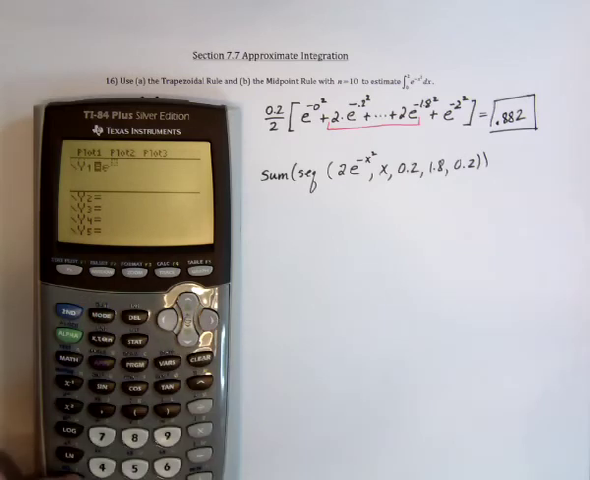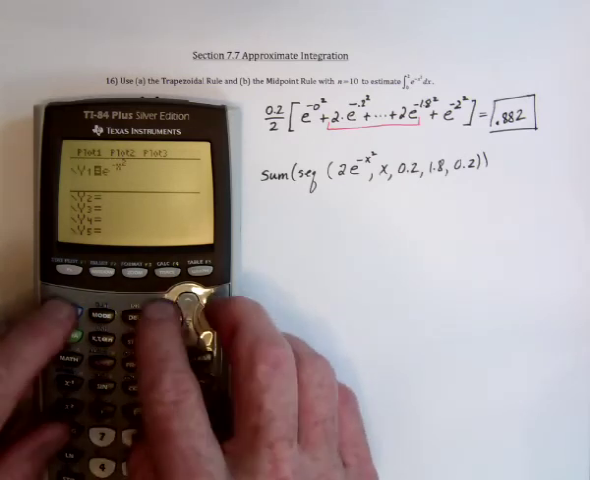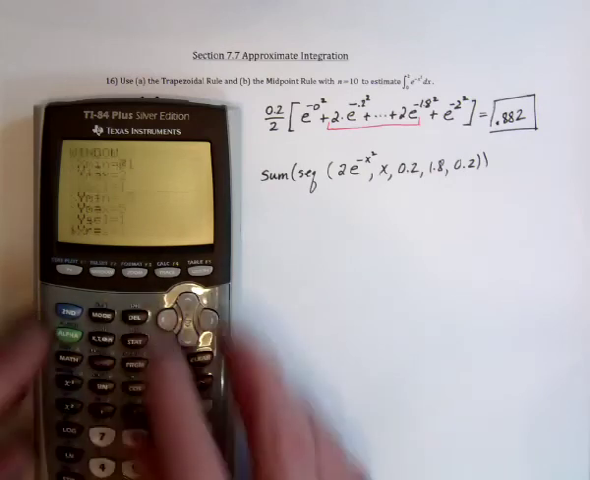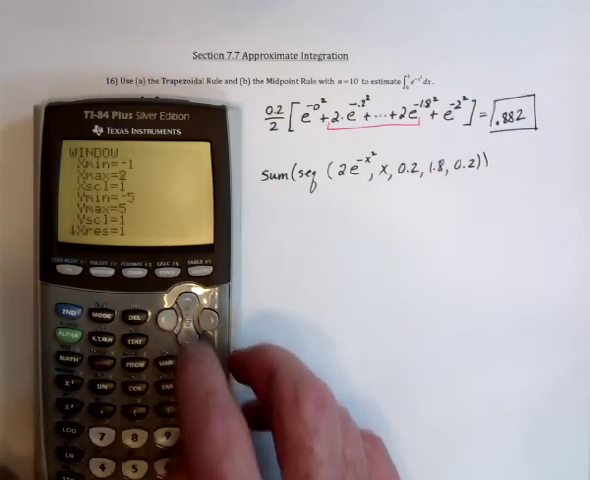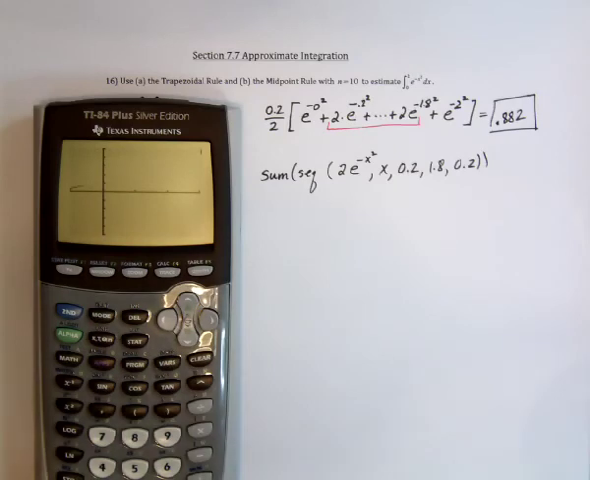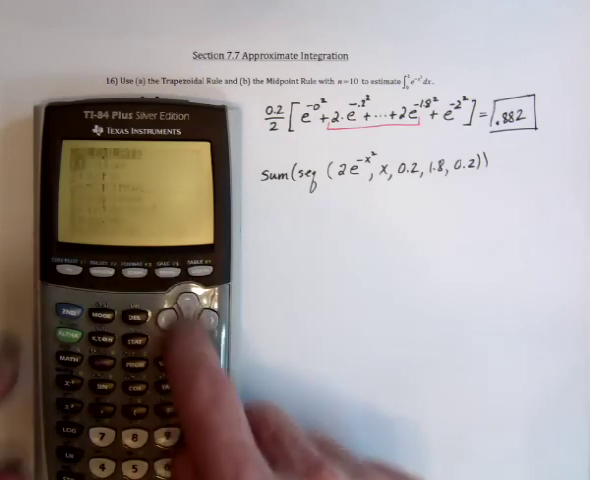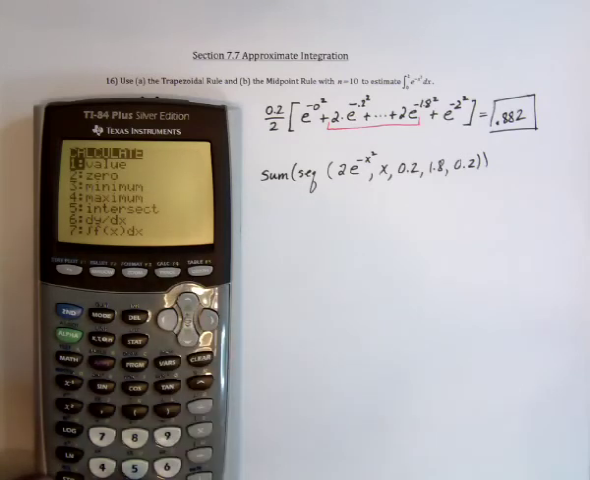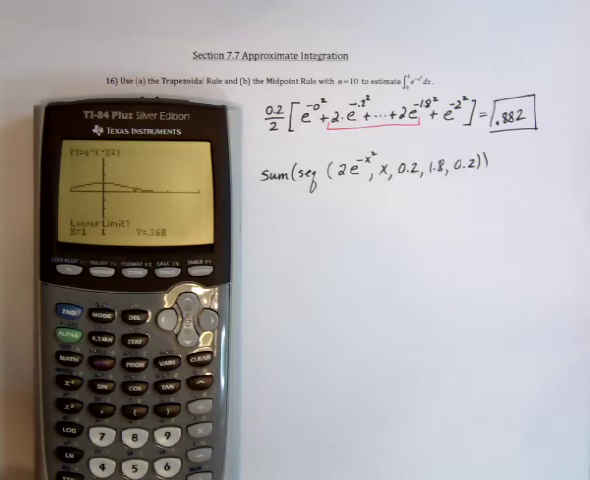Second e to the negative x squared. And then this goes from 0 to 2, so if I have this go from -1 to 3, that should be enough to see the graph. And then have the calculator integrate it. Number 7, integrate from 0 to 2. It says the answer is actually 0.882, so we did a good job on that one.